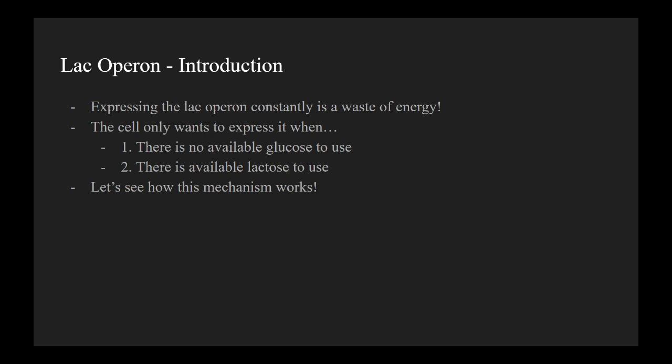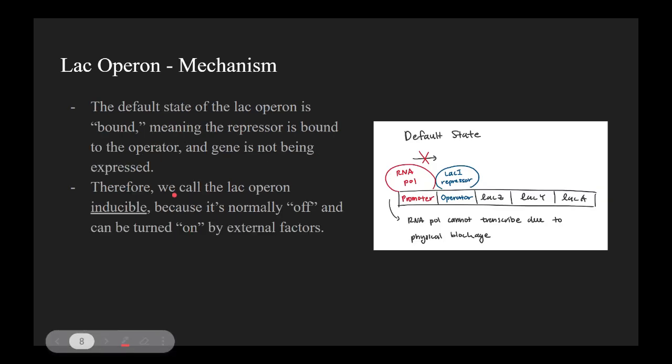So the lac operon is the way in which these guys control when exactly to express the genes for lactose breakdown. So the cell only wants to express the lac operon whenever there's no available glucose, because if there's glucose, then you want to use that up first, right? Because it prefers glucose. Then second, there is available lactose. So we want lactose to be there in order for us to make proteins that break down lactose. So let's look at how this mechanism works.